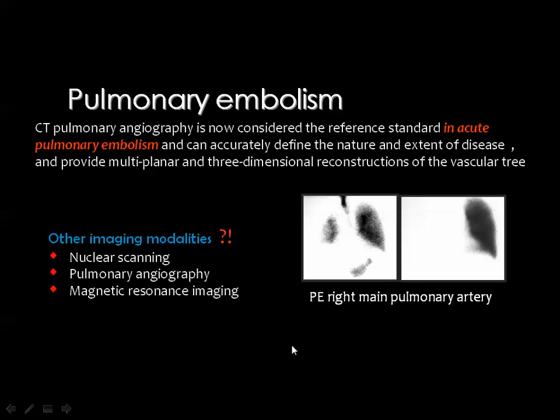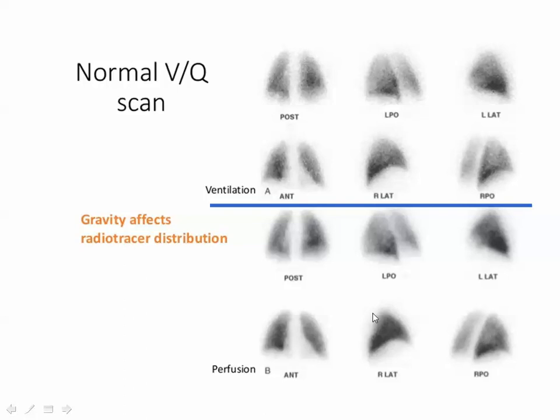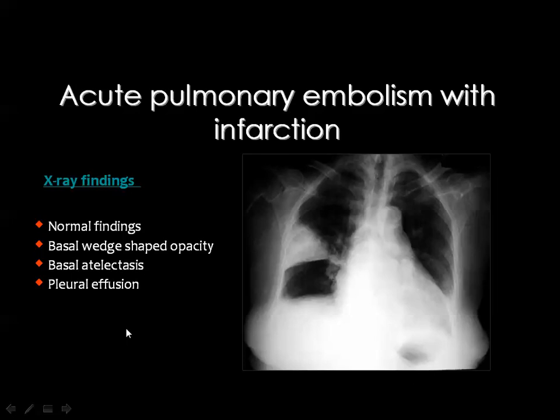then we'll have different ways of assessment. Okay, in the ventilation and perfusion scans, there should be a good match between the ventilation and the perfusion scans. And if there is a mismatch between the perfusion and the ventilation scans, we will suspect pulmonary embolism, as I will show to you.